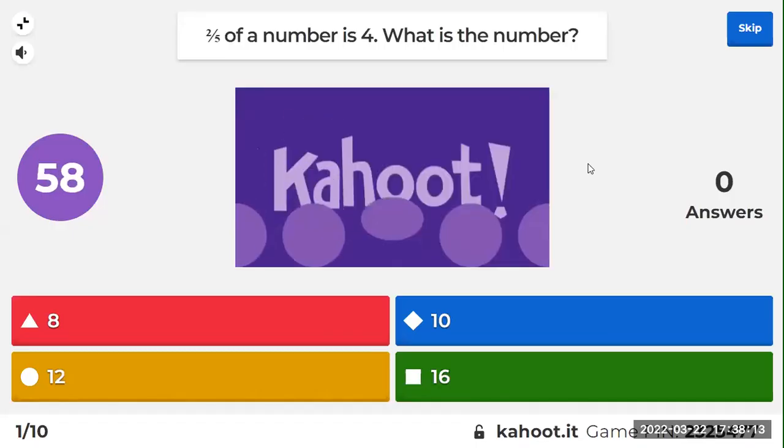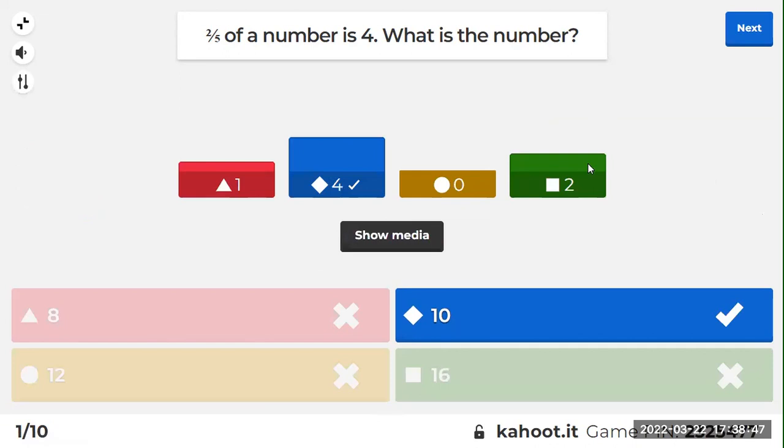Two-fifths of a number is 4. What is the number? So you guys have a minute, which is the estimated time you should take on a section 1 question worth 1 mark. Right, now remember you're awarded points not just for a correct response, but the first person to answer gets more points. So the correct response would be 10.